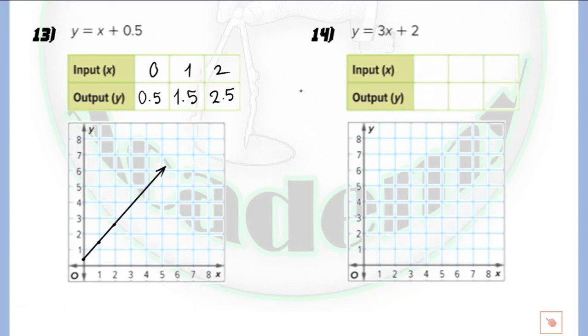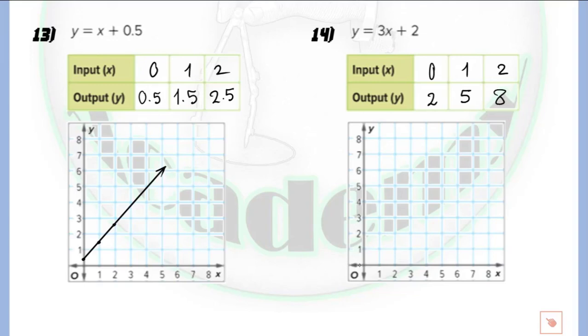y equals 3x plus 2. As we said, 0, 1 and 2. 3 times 0 equals 0, plus 2 equals 2. 3 times 1 equals 3, plus 2 equals 5. 3 times 2 equals 6, plus 2 equals 8.